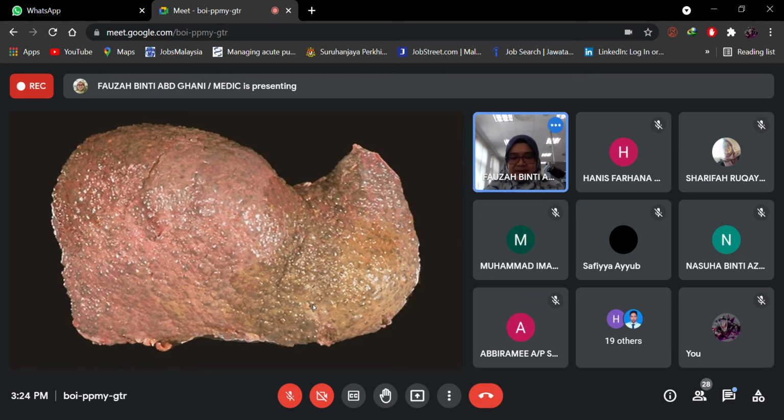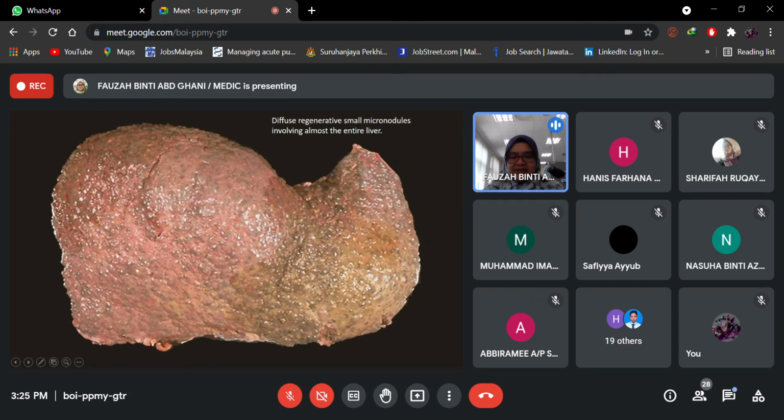Okay, good. So there are two types of nodules. The smaller nodules, which we call micronodules, are usually less than 3 millimeters in thickness. I know there's no scale here, but as mentioned by Abirami, these are small nodules. The larger, chunkier nodules are macronodules, and they are more than 3 millimeters in thickness.